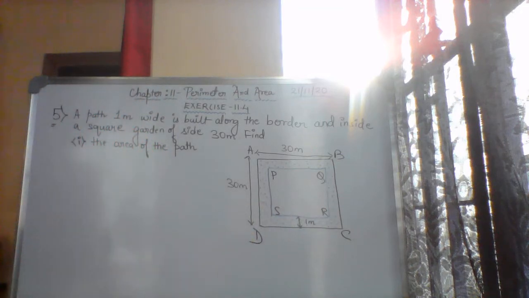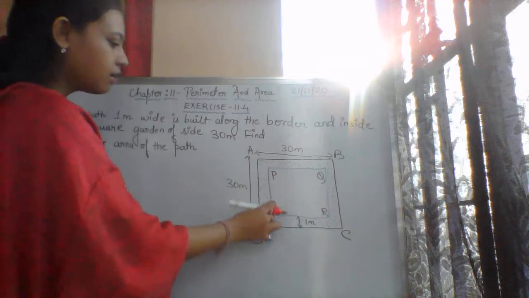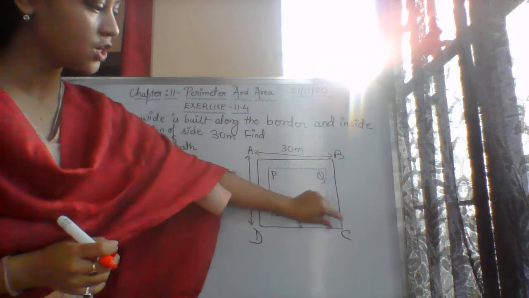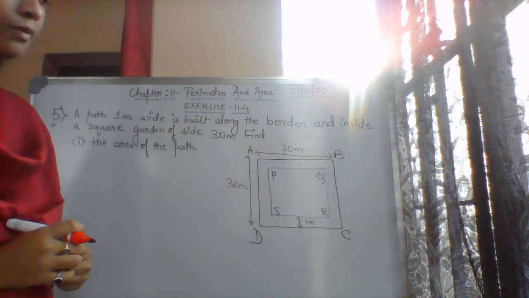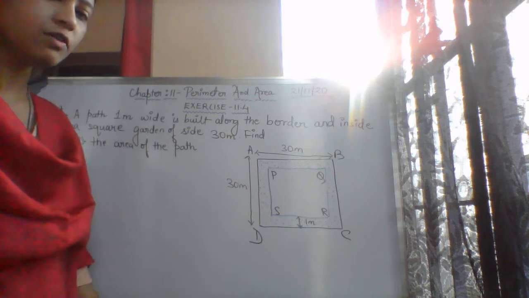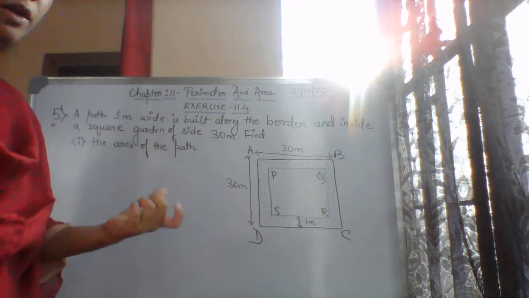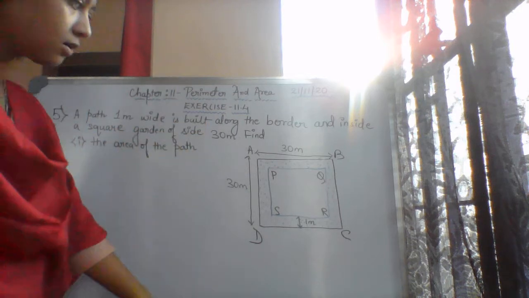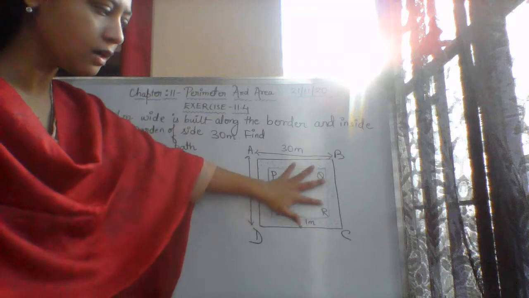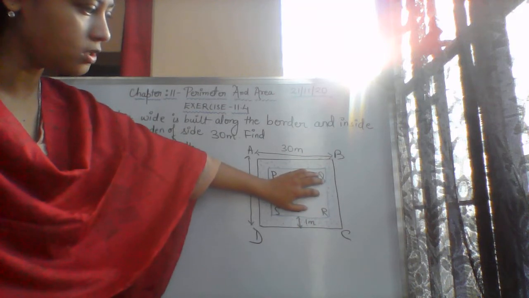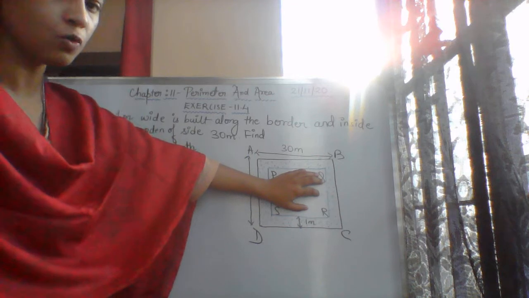Okay, so how to find the area of that path? How to find that shaded portion area? So you know the first concept only we will apply. What concept are we going to apply in other questions also? Total area, then we have to subtract this smaller square area. So what will you get?